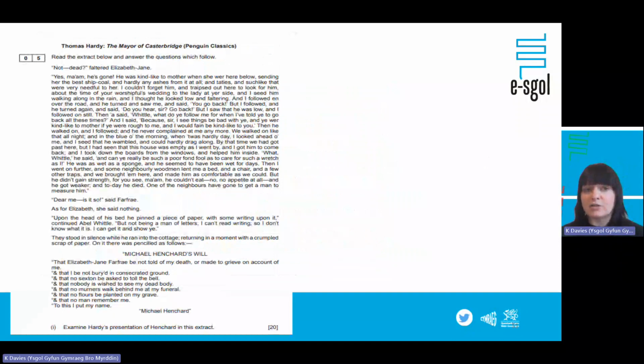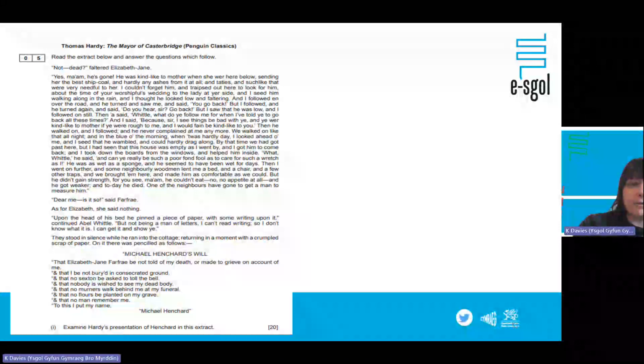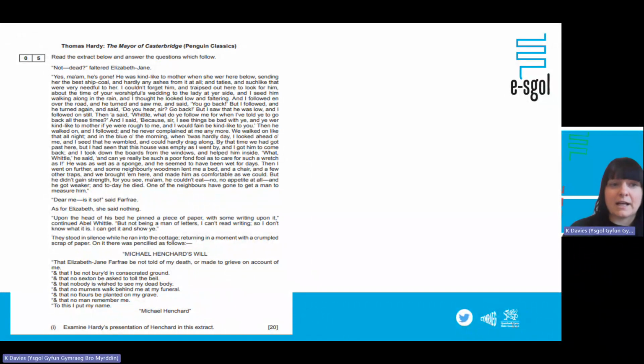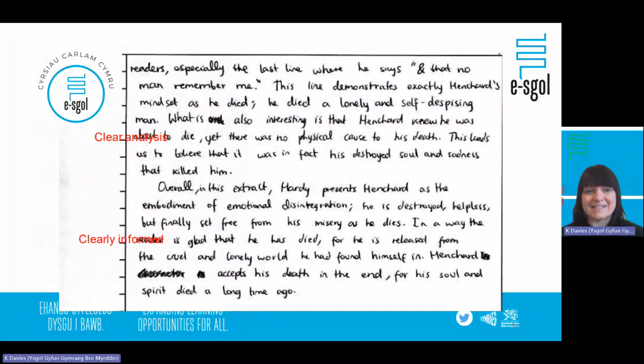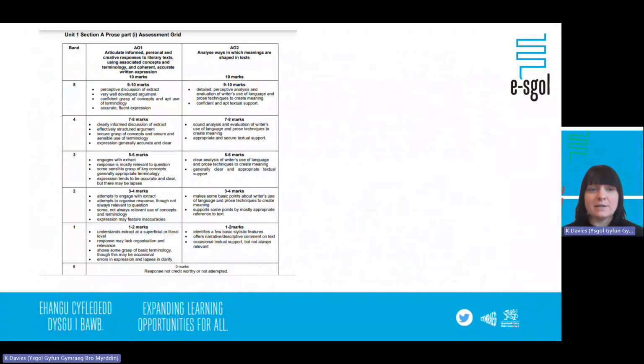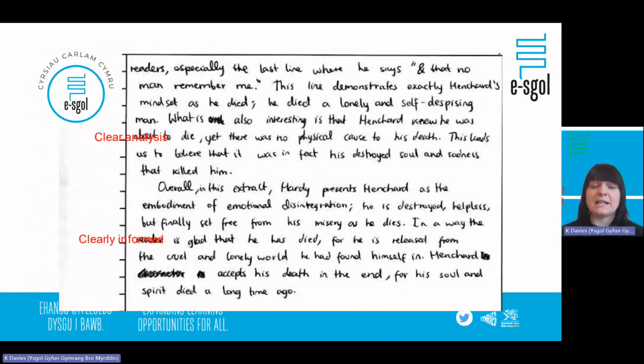So here you've got your marking grid, and an example of the type of questions that you will have in the exam. You can see the extract question here: read the extract below and answer the question as follows. Here you're looking at The Mayor of Casterbridge and the character of Michael Henchard. Then you've got an annotated example answer, a page and a half, as you would write in an examination. I think this particular answer was a band 4 response.